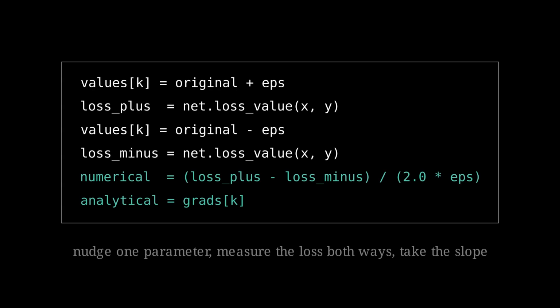Go back to the very definition of a derivative. Nudge one parameter up by a tiny amount, measure the loss, nudge it down by the same amount, measure again, and take the difference divided by twice the nudge. That central difference is what the slope numerically is. Do it for every parameter, and compare each numerical slope against the analytic gradient our backward pass produced.